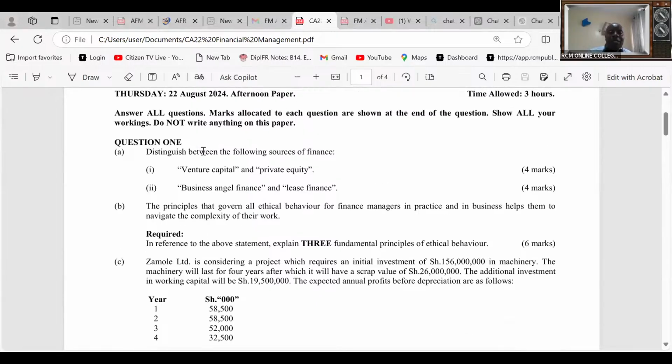We have here venture capital and private equity. Is there somebody who can give us the difference between venture capital and private equity? From the word venture. Before we look at this one, is there somebody who could tell us the difference between venture capital and private equity?